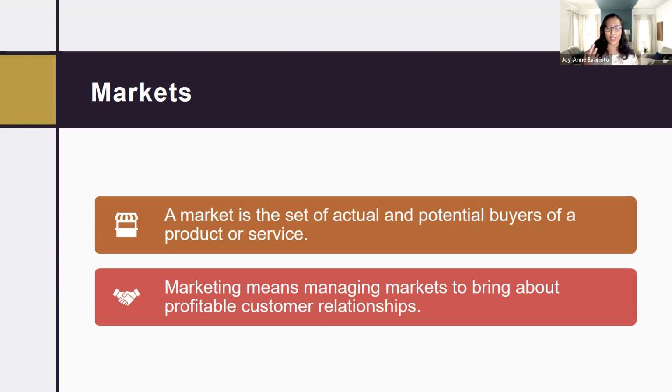So there are two conditions. First, they need and want your product. And second, they can actually buy your product, given the price that you are offering them. So the goal in marketing is that we need to manage markets to bring about profitable customer relationships.